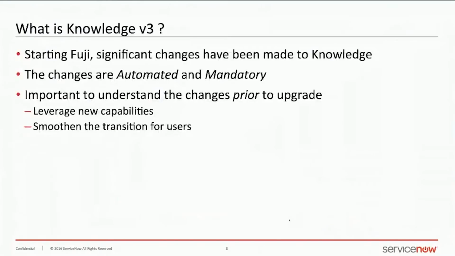So what is Knowledge V3? Typically we do incremental upgrades with every release, but with Fuji, we did some major changes, so much so that we call ourselves Knowledge Management V3 with that application and onwards. The changes are automated and also mandatory, so when you go through the upgrade, you don't need to do anything. However, it is important to understand these changes prior to the upgrade. These changes come with new features, so you can leverage the capabilities in the platform, and also understanding the new features helps you in providing a smooth transition for your users.